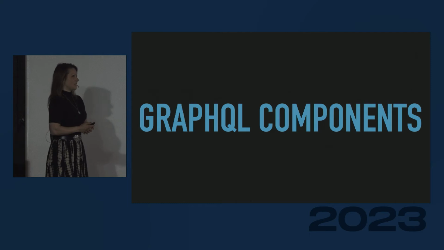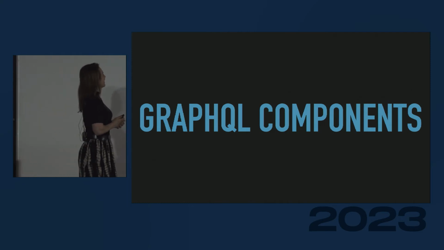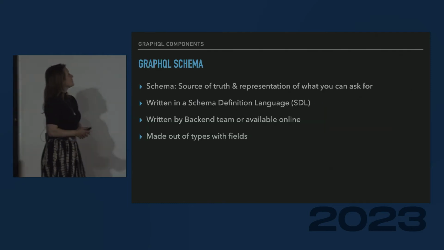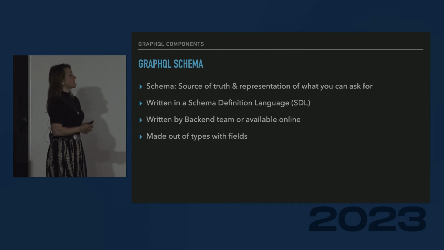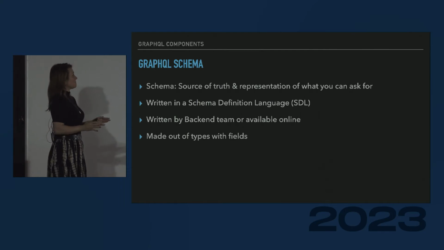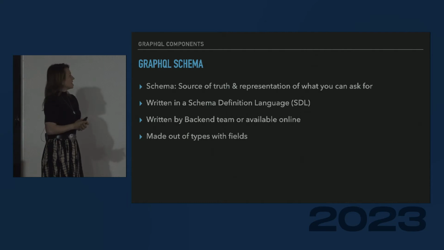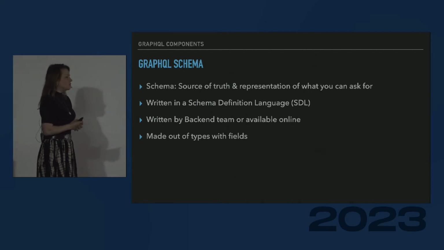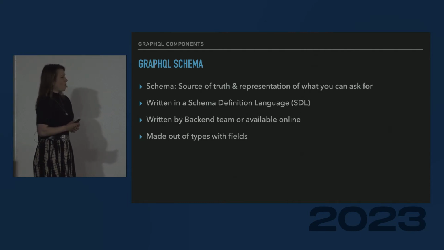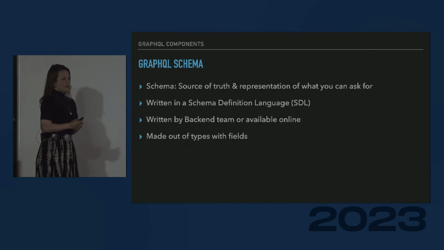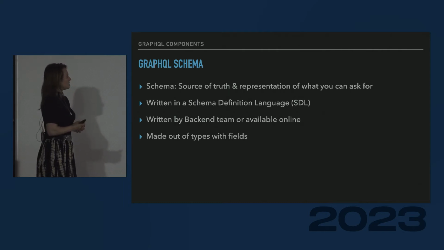So now let's dive into the components, the fun stuff, right? The first most important thing for GraphQL is its schema. It's the source of truth and the representation of everything that you can ask for. It is written in a schema definition language, and usually you get it from your backend team, or it might be available online. For example, GitHub has its schema online and you can use it and try it out, or SpaceX is also used quite a lot.